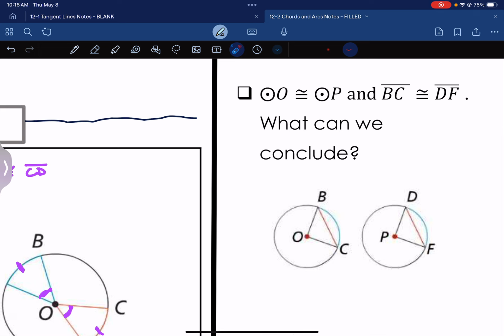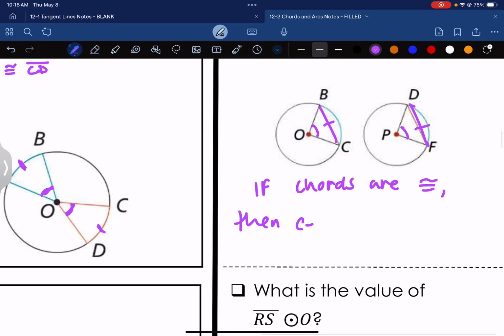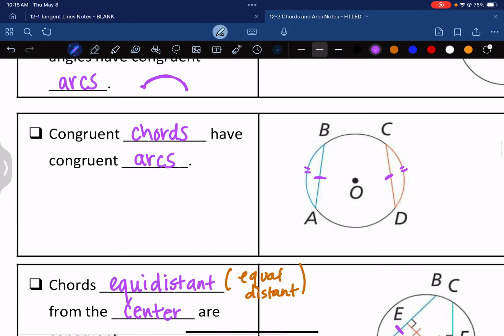All right, so what can we conclude over here? Here's that problem to the right. It says this circle is congruent to this circle, and BC is congruent to DF. So it's saying this line here is congruent to this line here. Well, if those two segments are congruent, then we can work backwards, and we can say this angle here is congruent to that angle here. So let's say if chords are congruent, then central angles are congruent. Bam.